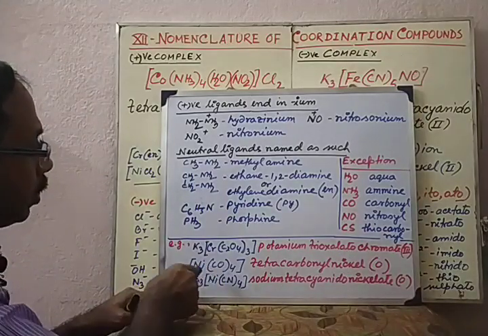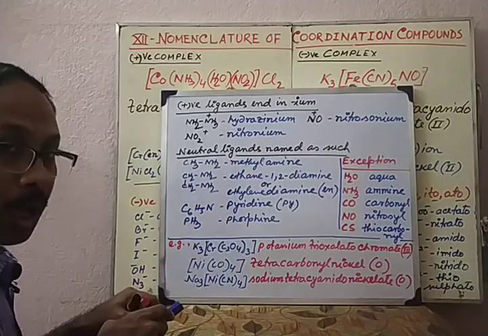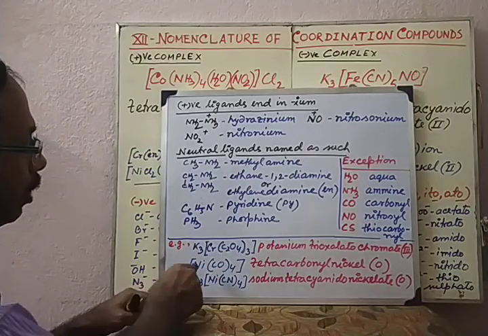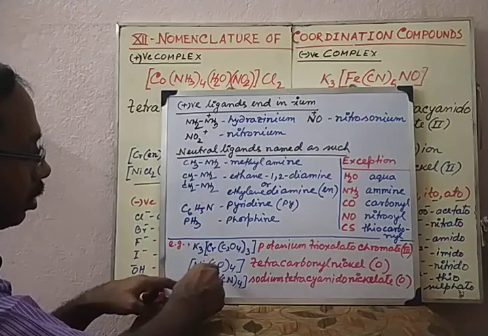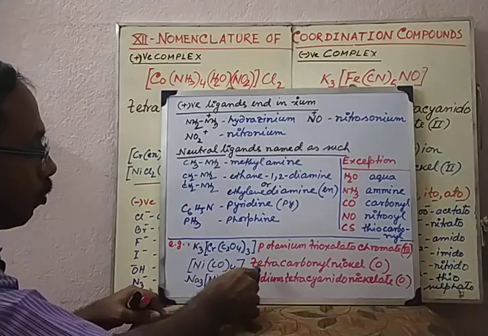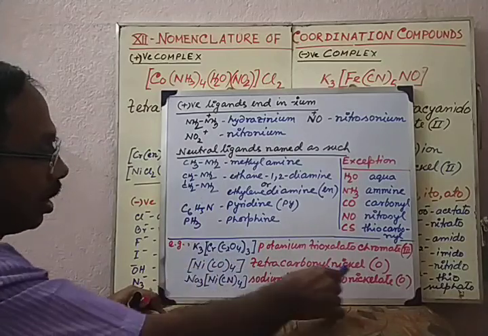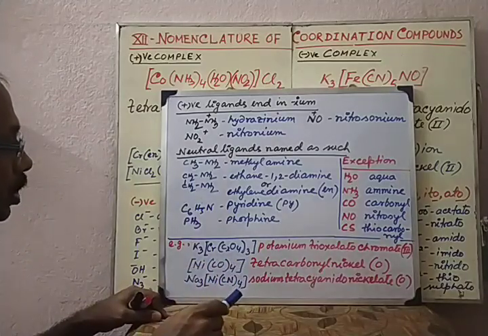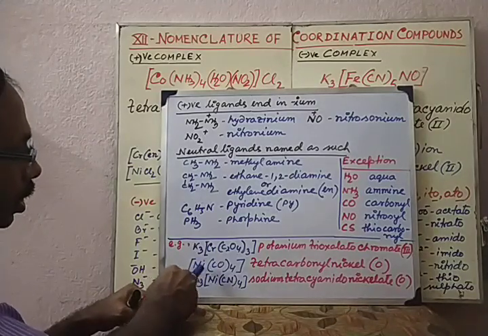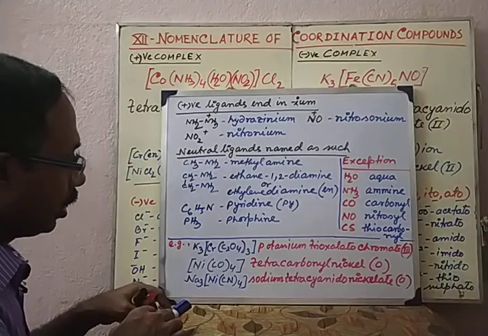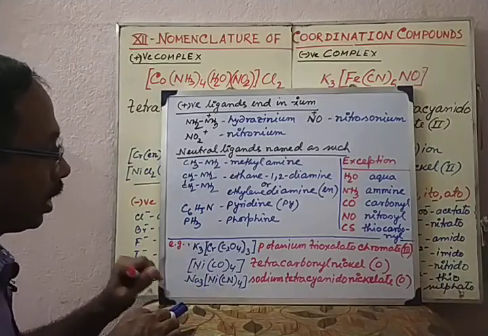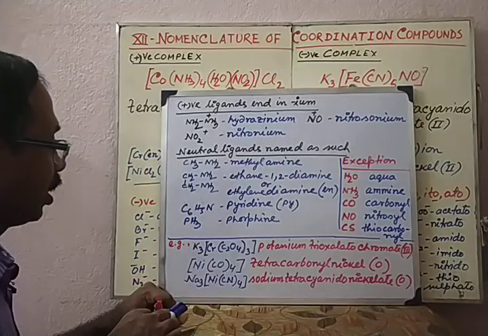Then it is CO. Carbonyl is a neutral ligand, so it has no charge. So it is a neutral complex, you can say. It is named as tetracarbonyl nickel(0). You follow that the oxidation number of nickel is 0 here. There are no positive or negative ions among the ligands. Therefore, nickel also has zero oxidation state.